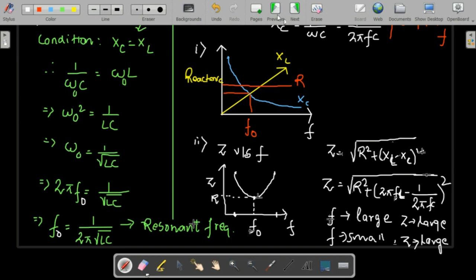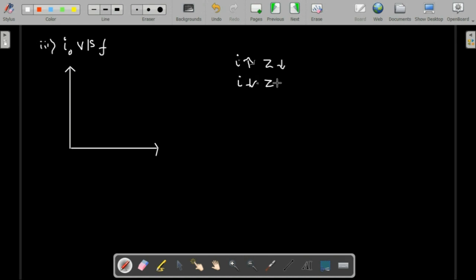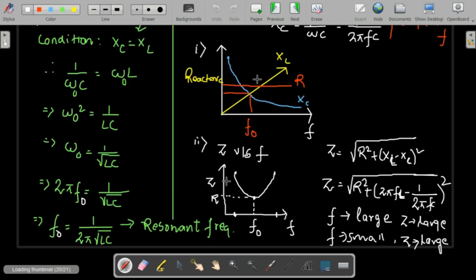So we can plot one more graph, where we have current versus frequency. Let's talk about it in terms of peak current. This would be just the opposite of whatever we plotted for Z and f. Current will be more if Z is less, and current would be less if Z is more. So it's behaving opposite to the Z versus frequency curve.